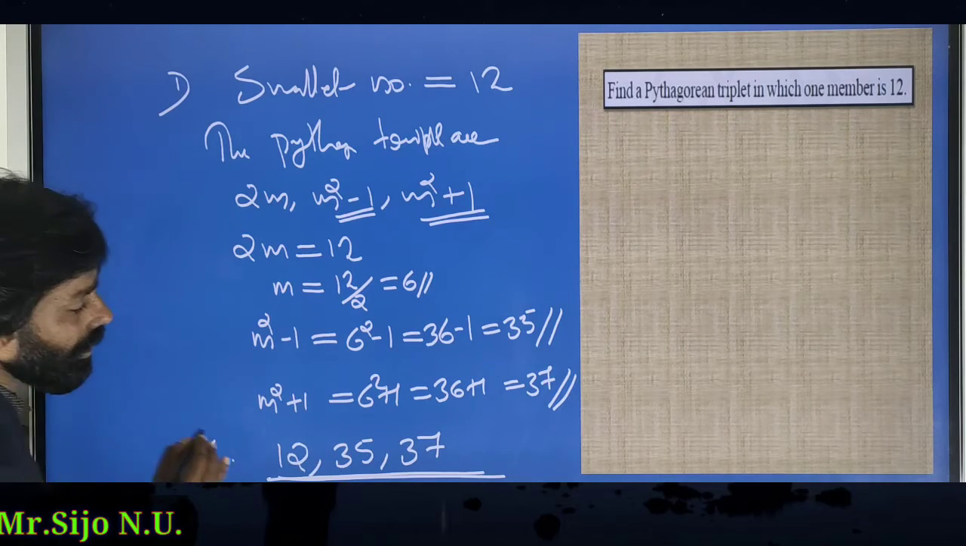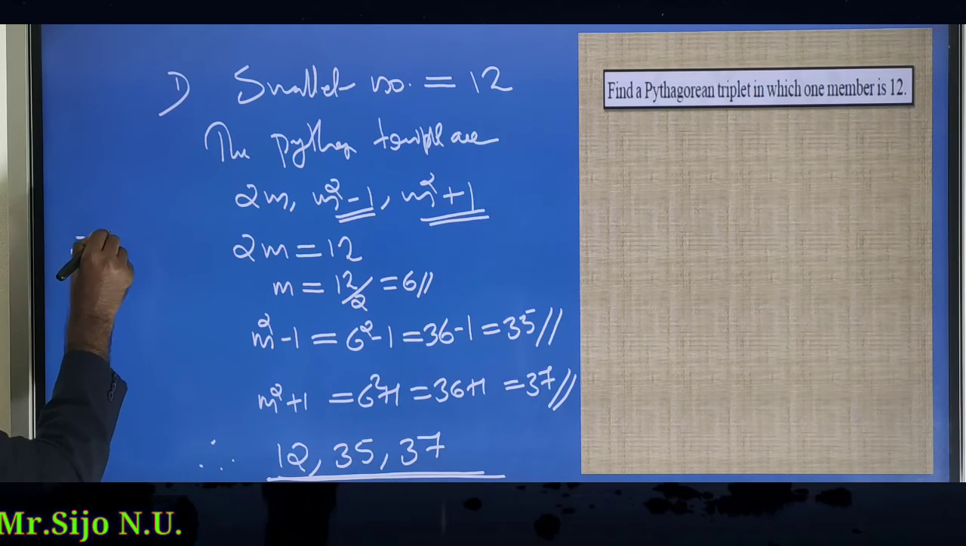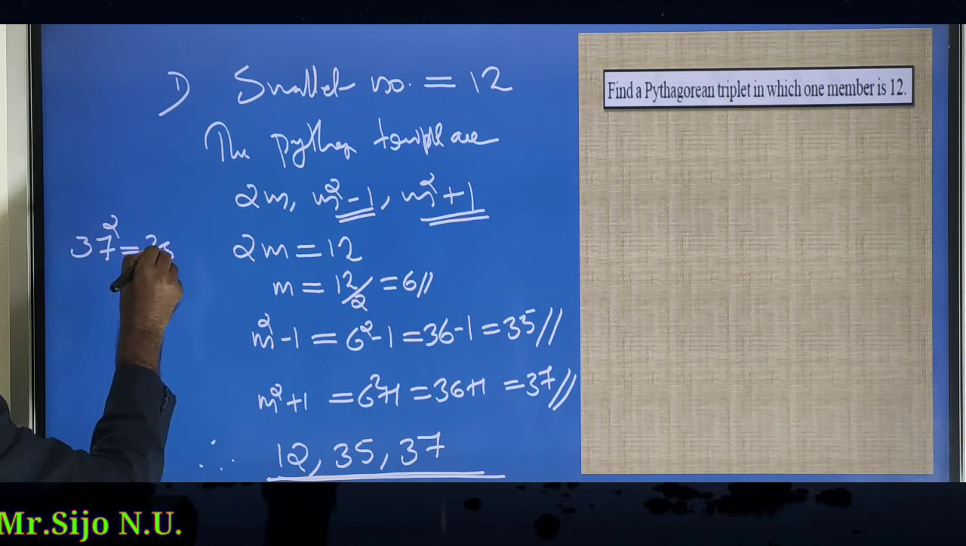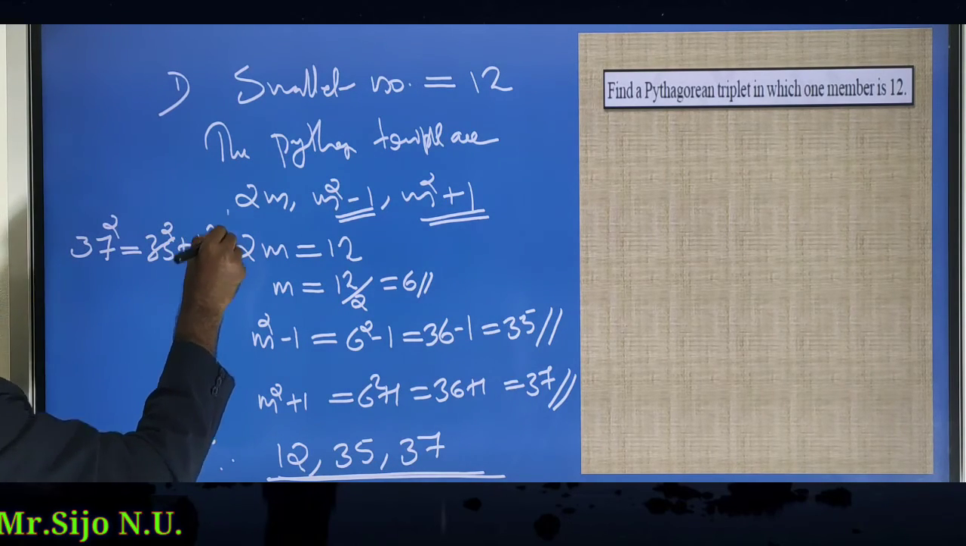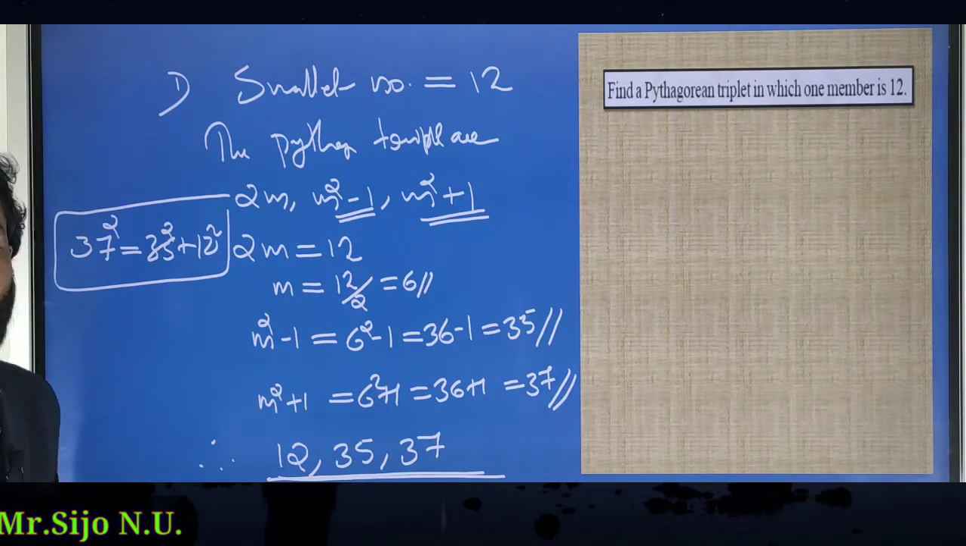When we calculate, 37 square should be the same as 35 square plus 12 square. It should be the same. That's why we can say these three are a Pythagorean triplet.